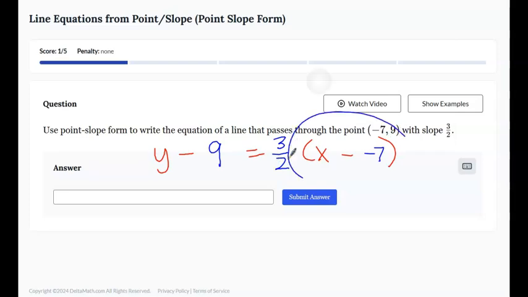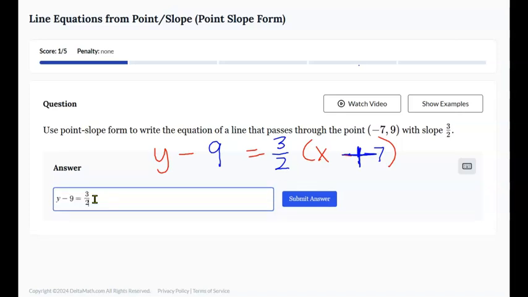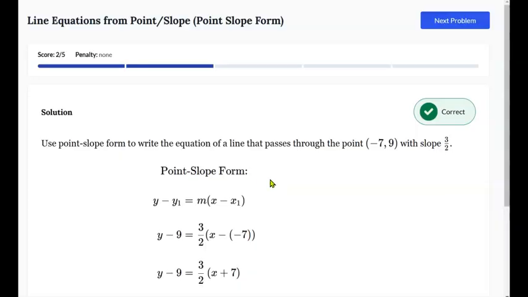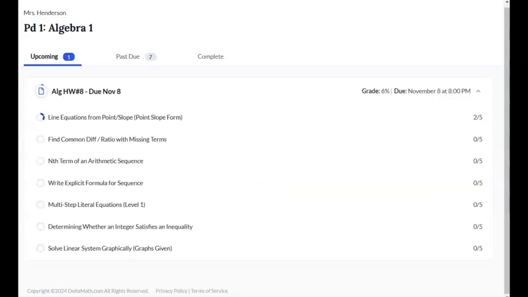Now typically, whenever you have two signs in a row, you're going to simplify this statement. So instead of x minus -7, I can add the opposite number. So those two negatives can be converted to a single plus sign. And that's what I'm going to type here in my answer box. So y minus 9 equals 3/2, parentheses x plus 7. Close the parentheses. And there you go. Let's take a look at the next topic.